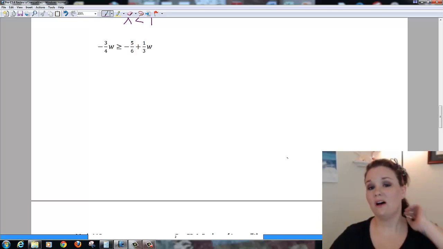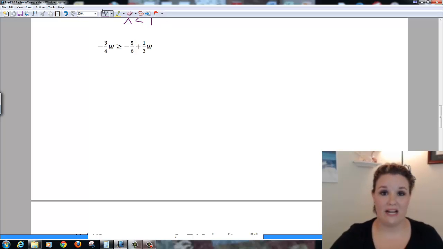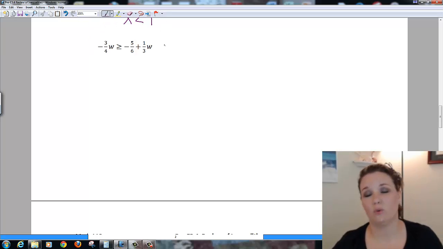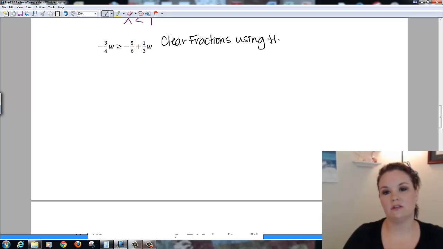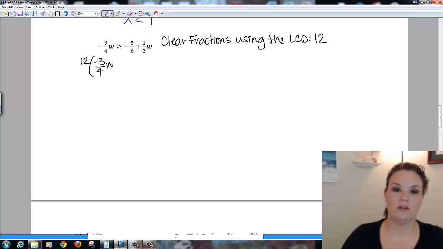And this one you can solve however you like, but I suggest solving it by getting rid of fractions first because fractions tend to screw everyone up. So what I'm going to do is I'm going to go ahead and clear fractions. I'm going to write over here, clear fractions using the least common denominator, which in this case 4, 6, and 3 all divide into 12. So my least common denominator here is 12. So I'm going to go ahead and multiply every piece by 12.